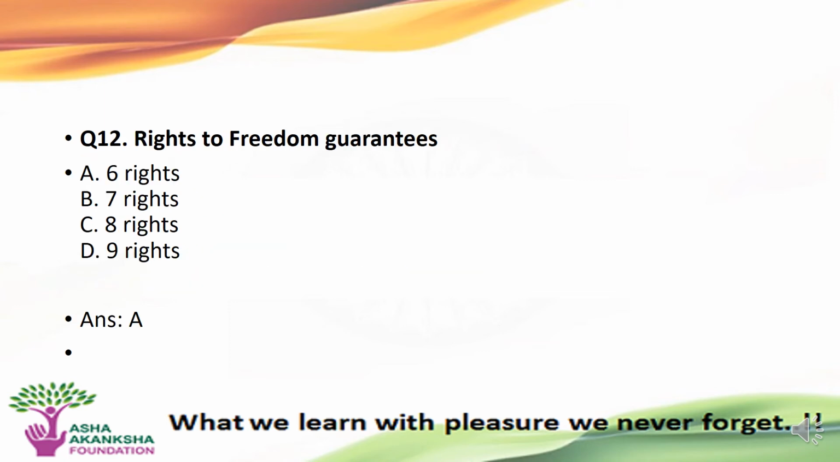The next question is right to freedom guarantees how many rights? Options are A. 6 rights, B. 7 rights, C. 8 rights, or D. 9 rights. The correct answer to this question is option A, that is 6 rights. So let us discuss what are these 6 rights that right to freedom guarantees.